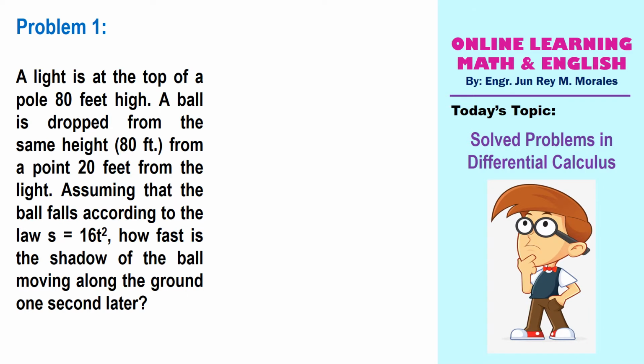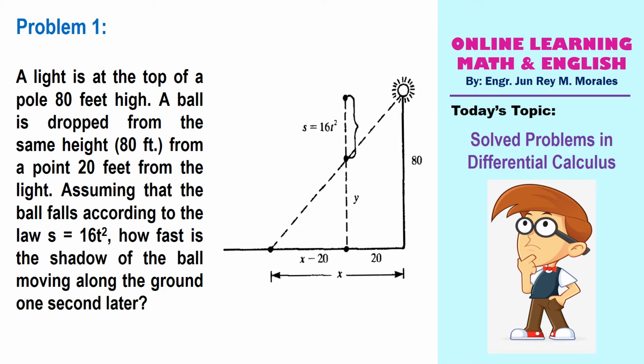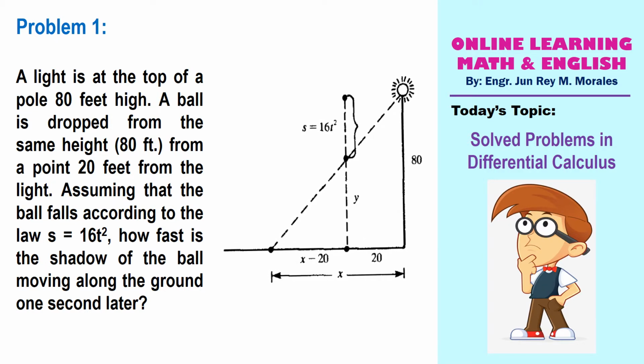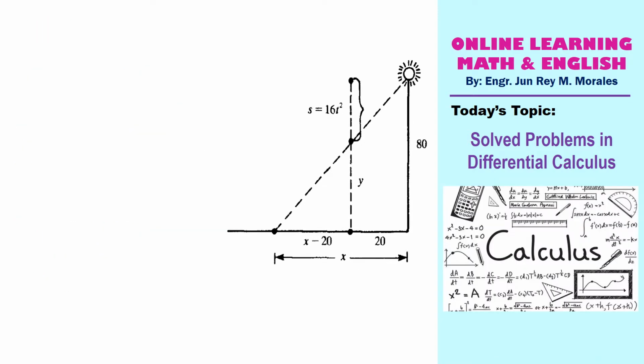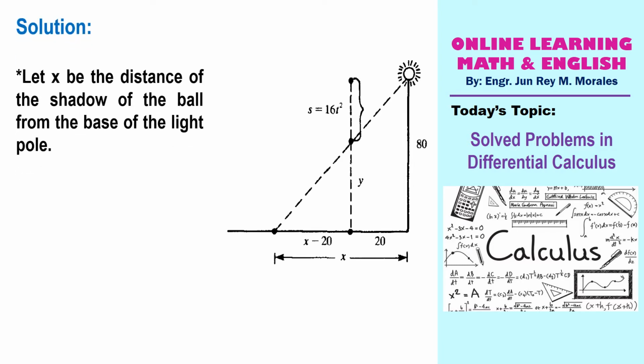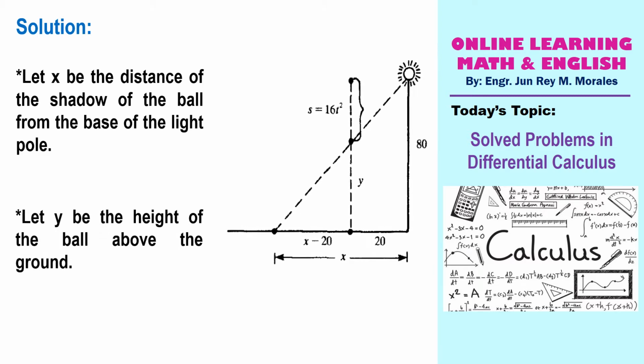Tips: whenever you encounter a word problem, it is always better to use a drawing for you to understand well the problem, the given values, and you will know what are the correct strategies to use to solve the required values. Now let's go back to the problem and refer to the figure as shown. Let x be the distance of the shadow of the ball from the base of the light pole, and let y be the height of the ball above the ground.